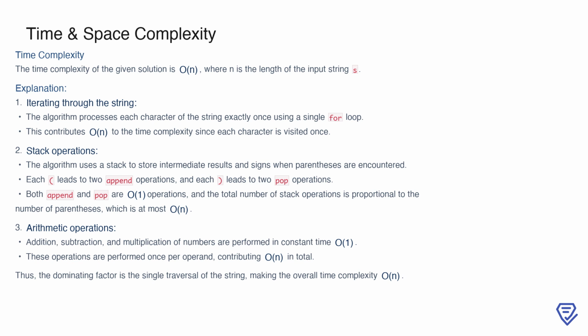Additionally, stack operations play an important role. When we encounter parentheses, the algorithm performs append operations for opening parentheses and pop operations for closing parentheses. Since both append and pop are constant time operations, O(1), and the total number of operations corresponds to the number of parentheses, this also contributes at most O(n). Arithmetic operations like addition and subtraction are also constant time, O(1), and because these are performed once per operand, they contribute O(n) in total. When we combine all these factors, the single traversal through the string dominates, resulting in an overall time complexity of O(n).